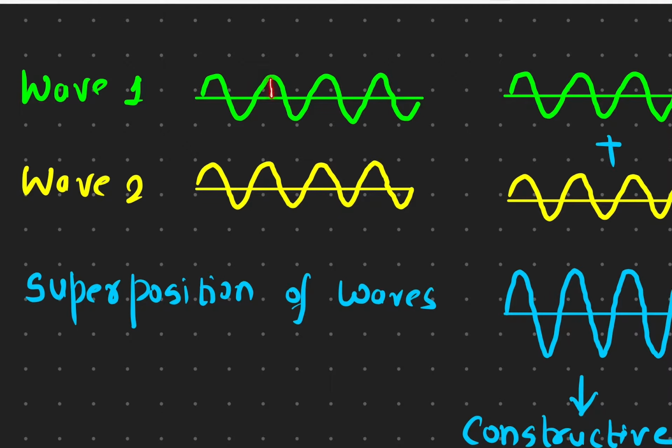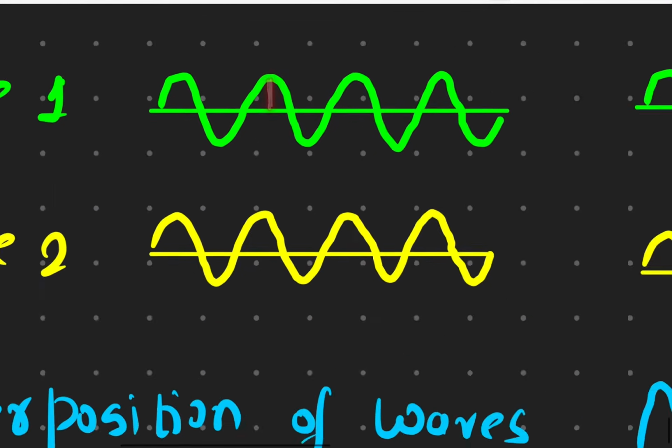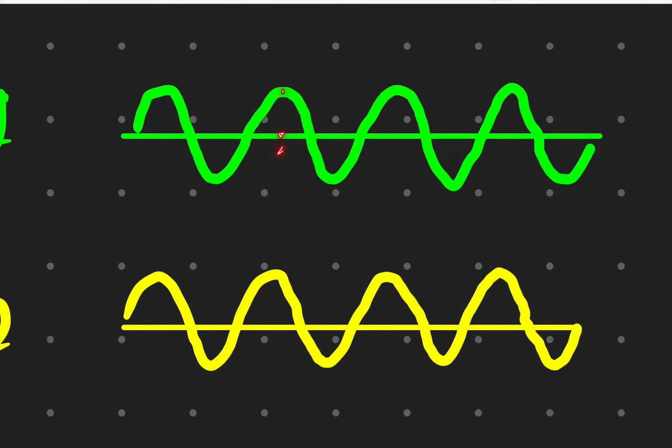And this one is called amplitude. The maximum displacement from the mean position is the amplitude. And from this point to this point, we call it a wavelength, or from this point to this point, we call it one wavelength here.